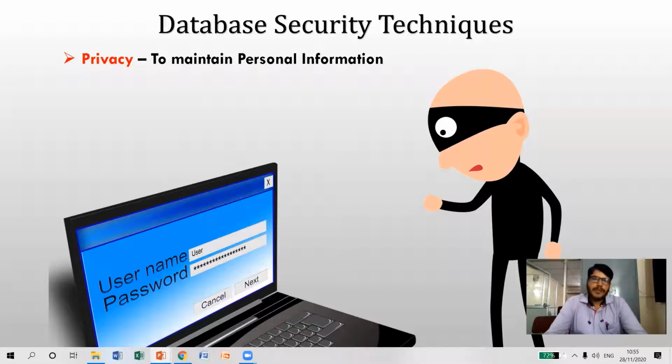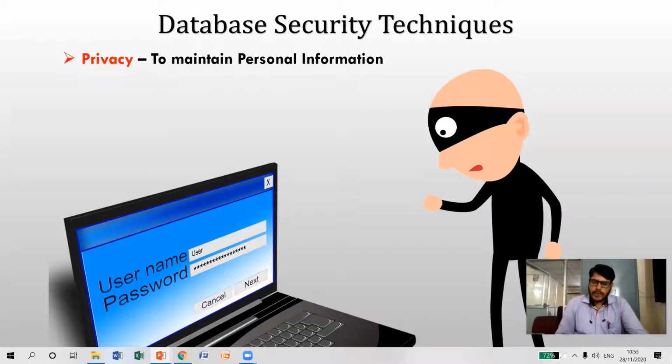Suppose you share your personal information, some other person may access your data by entering your personal information like username, password, PIN number, OTP, etc. So this should not happen. Even though some other person might be your close friend, he may misutilize it someday. For that purpose, we should maintain our personal information privately. So that is very important.